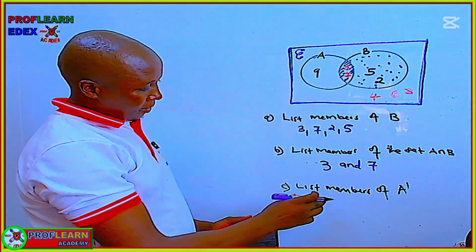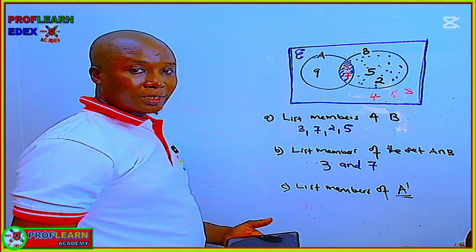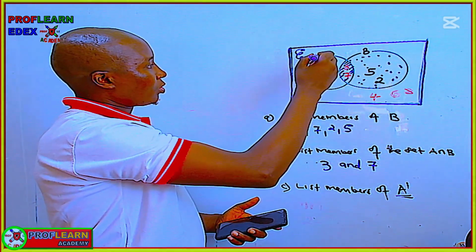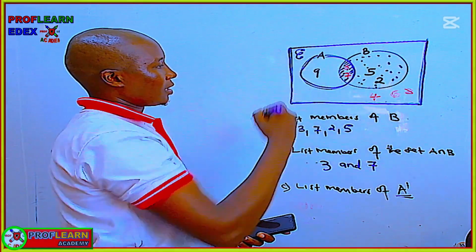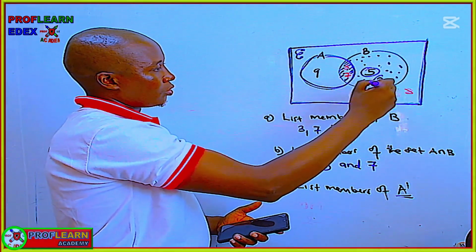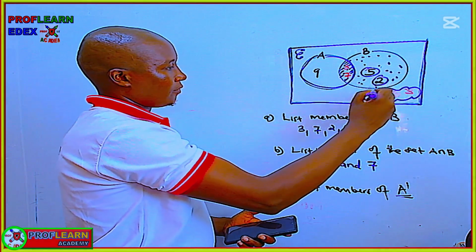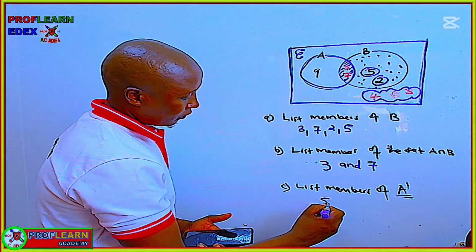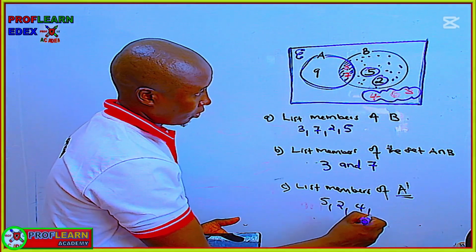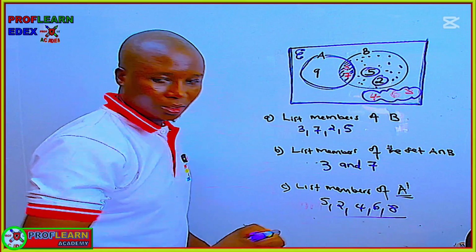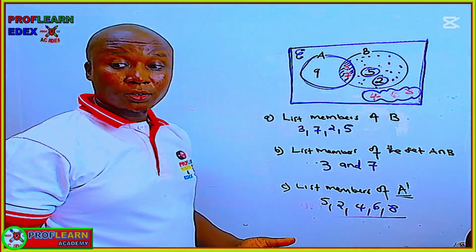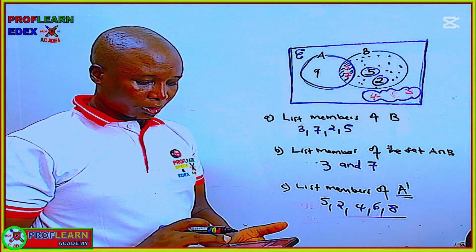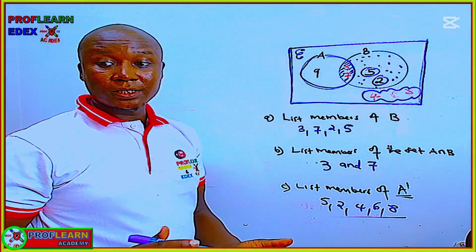So list members of complement of A, meaning members which are not in A. Basically, members that are not in this particular set here will be 5, 2, and all these that we are having at this point. So members outside set A will be 5, 2, 4, 6, and 8. Basically, that is what we are supposed to do in that particular question. So this is one of the questions that also made students smile.